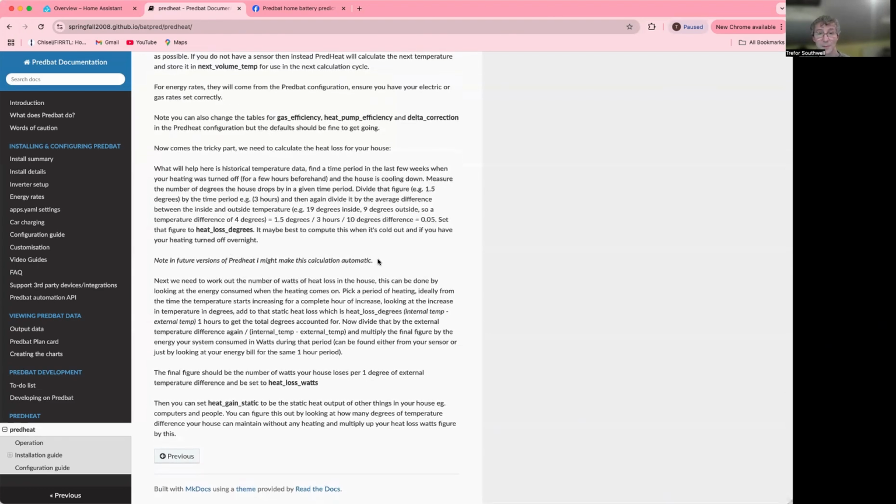So I might be able to automate this in future, but it's probably difficult on the heat pumps because they're not normally turned off. Obviously, with the heating on, it's quite hard to figure that one out. Then you need to look at the number of watts of heat loss in your house. So this is what you can do by looking at the energy consumed with your heating on, pick a period of heating, and the time the temperature starts increasing for, say, an hour, work out the increase in temperature in degrees. Add that to the static heat loss, which you calculated earlier, and divide that by external temperature again, and you get a final figure in watts. And then that goes into the app's YAML.